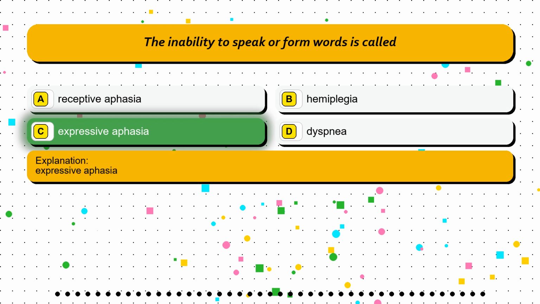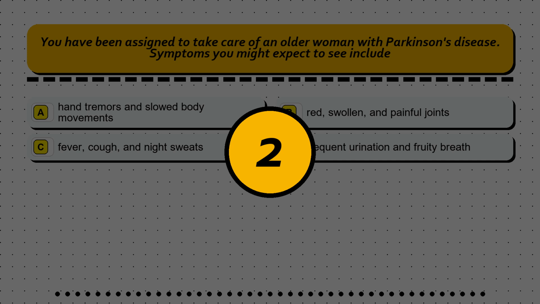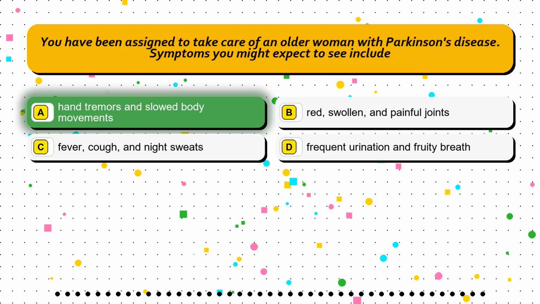Question 12. You have been assigned to take care of an older woman with Parkinson's disease. Symptoms you might expect to see include: Option A, hand tremors and slowed body movements. Option B, red, swollen, and painful joints. Option C, fever, cough, and night sweats. Option D, frequent urination and fruity breath. The correct answer is option A, hand tremors and slowed body movements.